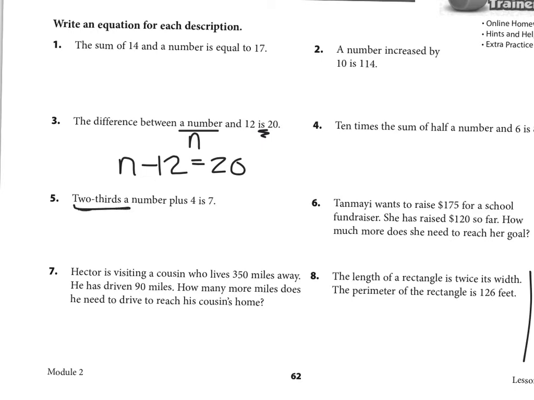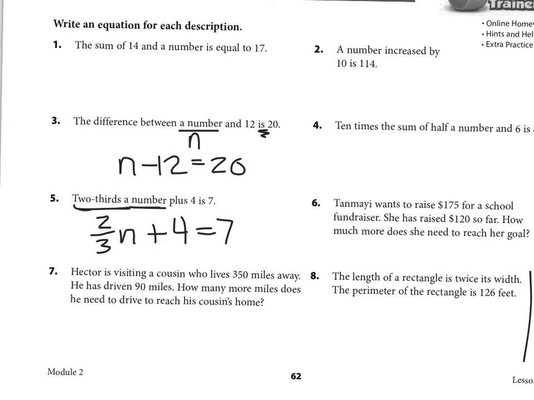Okay, let's go on down to question number 5. 2/3 a number. Okay, 2/3 is a fraction. So 2/3 a number, so n, plus 4 is 7. There's our equation. Again, not solving, just translating.